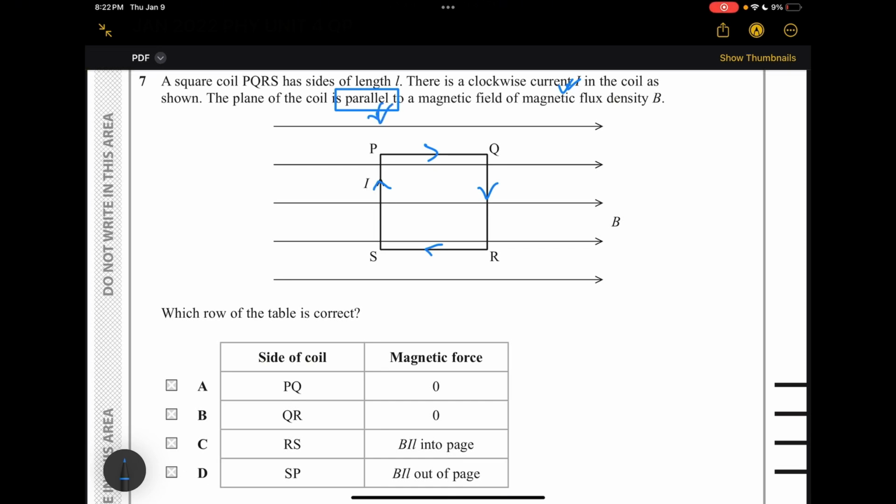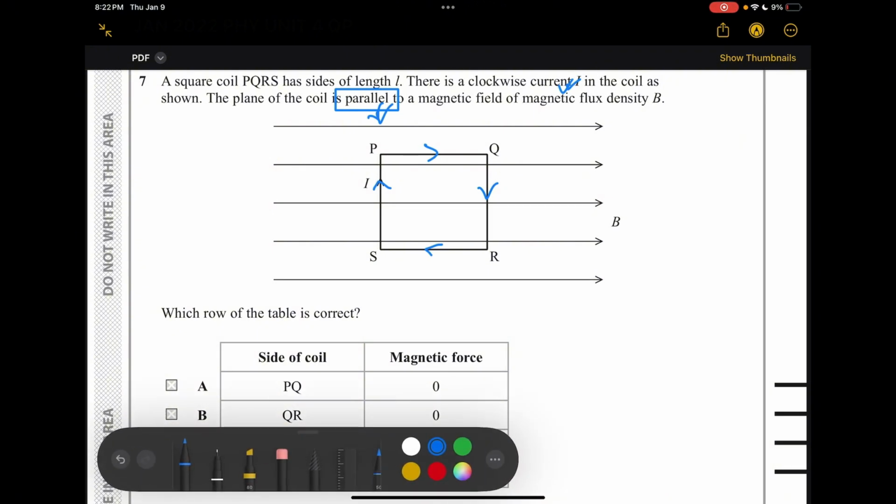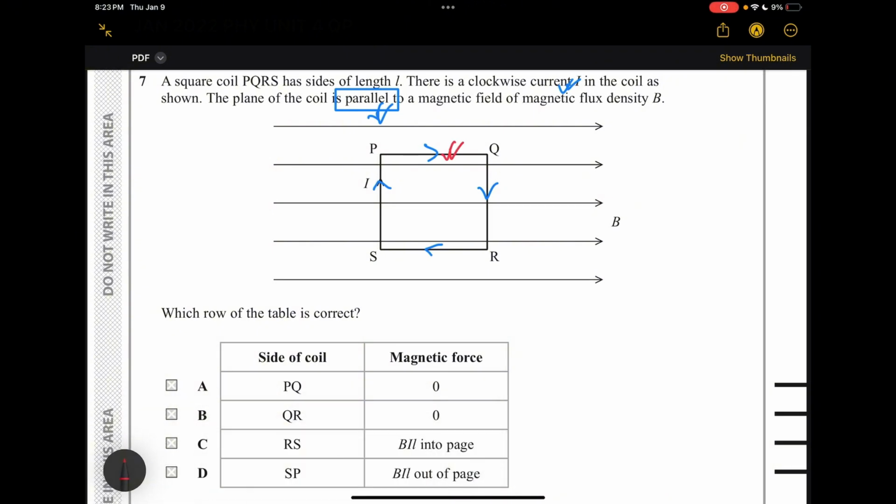As the plane of the coil is parallel, there will be zero magnetic force right here and right here because they are parallel. We know for the magnetic force to act, the current needs to be perpendicular to the magnetic field. Right here the current is parallel, or the plane of the coil is parallel, so you cannot use Fleming's left hand rule and there is no magnetic force. So here in the PQ part the magnetic force will be 0.